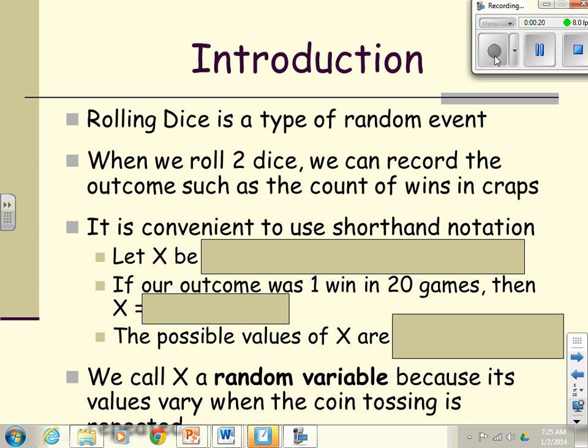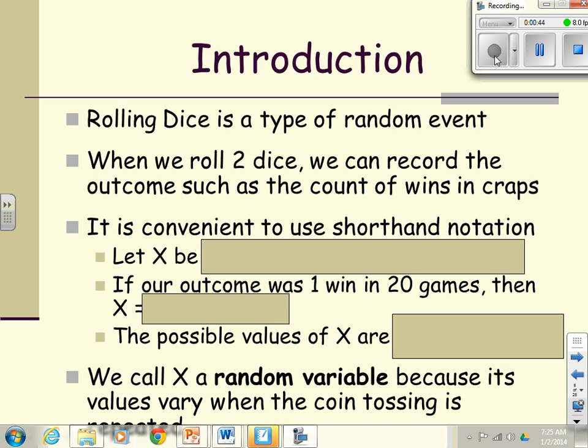We know it could be a 1, 2, 3, or anything up to a 6, and in this case they're all equally likely, but that's not necessarily always going to be the case in a random event. Okay? When we're talking about rolling dice for craps, we can record the outcome as the number of wins in one particular case, and we want to get everybody on the same page, so we use some shorthand notation.